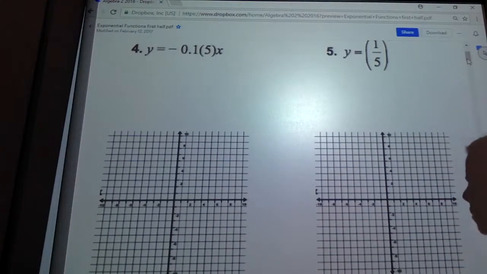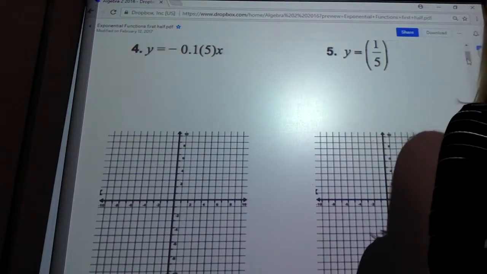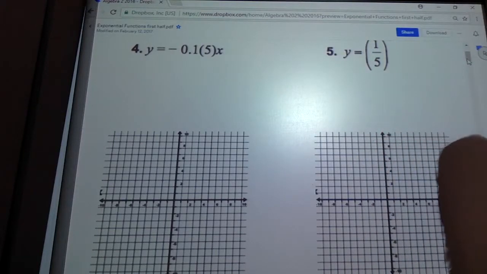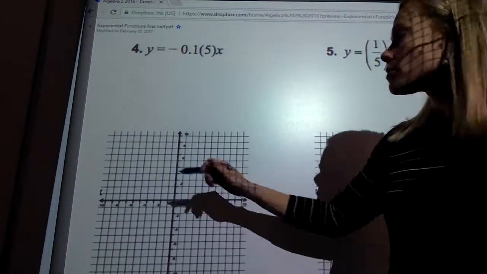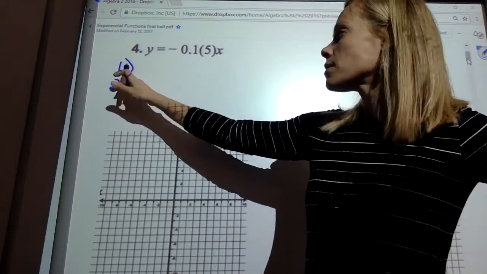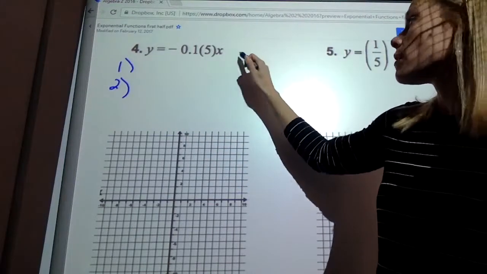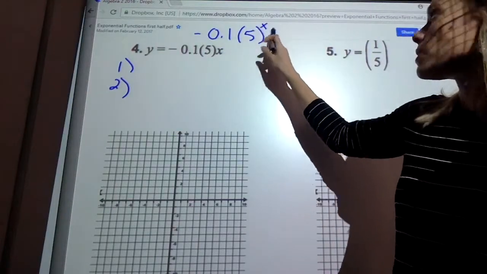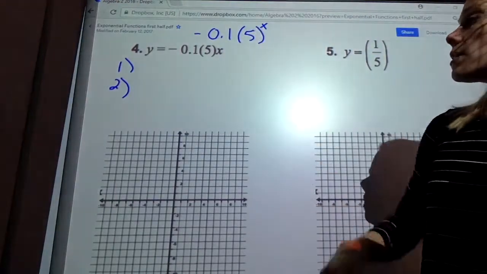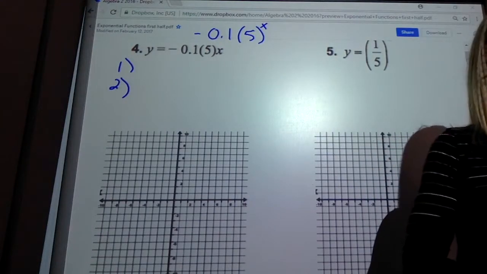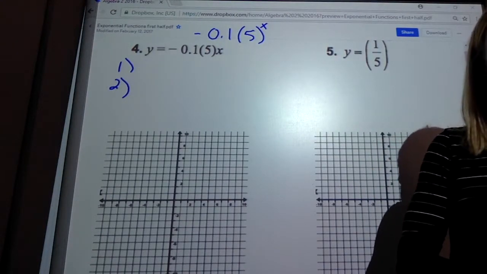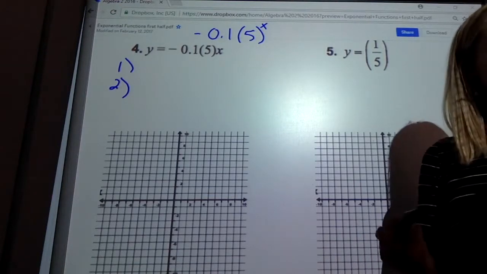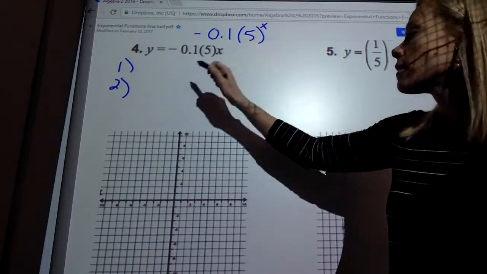Look at the first example. We're going to do 3 things with graphing. The first thing we're going to do is determine if it's a growth or decay. We're going to state the transformations and then the y-intercept, which I'll talk to you about. So let's just do the first 2 here. Number 1, and this is supposed to be written like this. The x is supposed to be an exponent. Okay. Would this be a growth or a decay? Growth. Because what number is being raised to the x power? 5. Since 5 is bigger than 1, that is a growth.